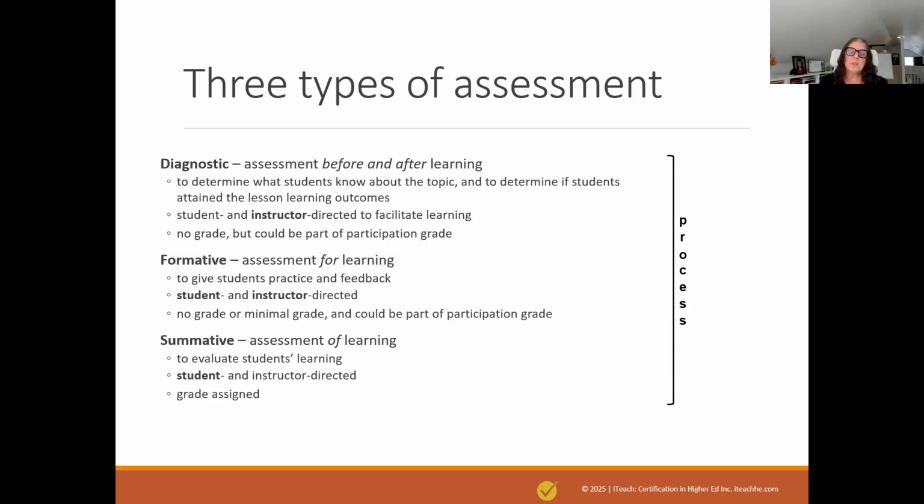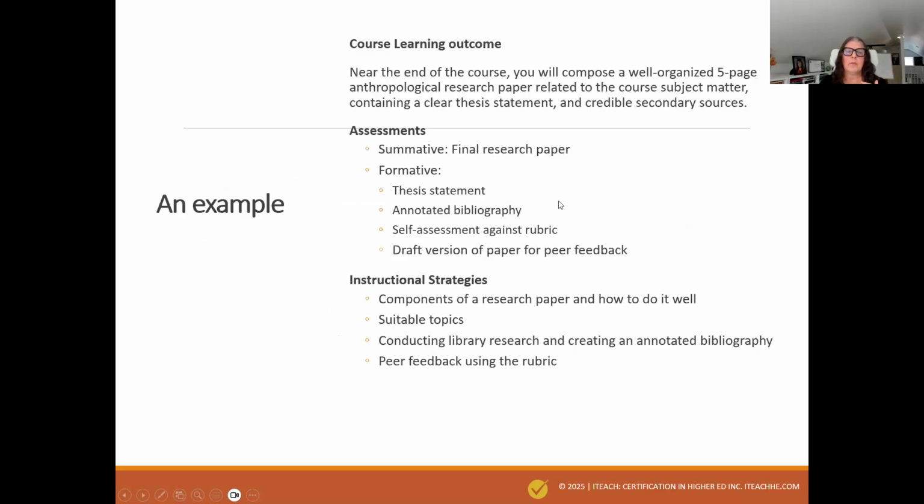And then, of course, we have summative, right? And that's the assessment of student learning. That's very often instructor directed, and a grade is assigned. So that's the whole process, the different types of assessment that we want to consider as we go through each of everything that we're doing.